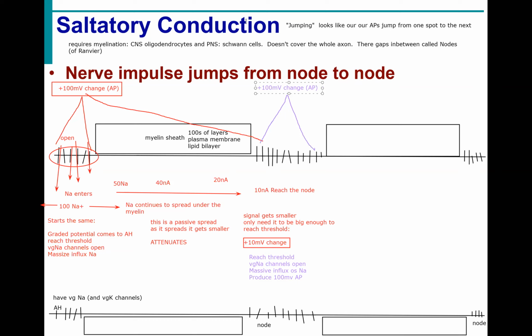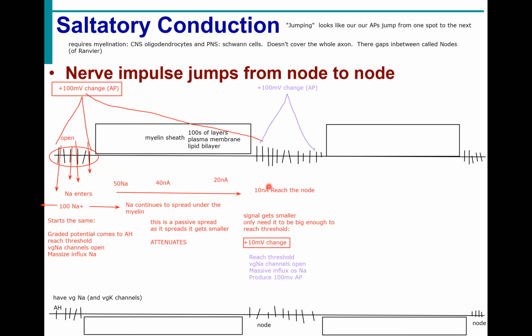Great question. So again, let's go back over this exact same space and talk it out. Just saying the words and see what happens. All right. We open voltage gated sodium channels. A whole lot of sodium enters the cell. A lot of that sodium starts to spread down the axon, and then there's less, and then there's less, and then there's less. And then we reach the node. At the node, we have enough sodium to reach threshold, and we produce another action potential.